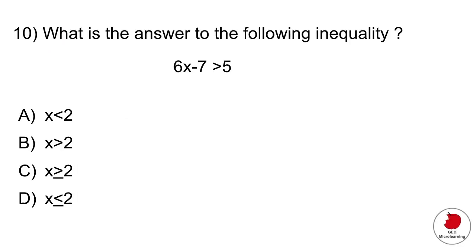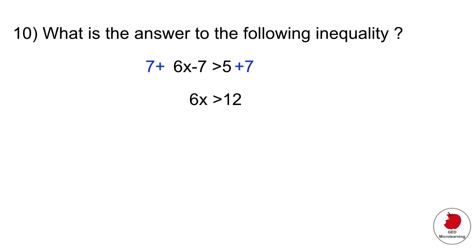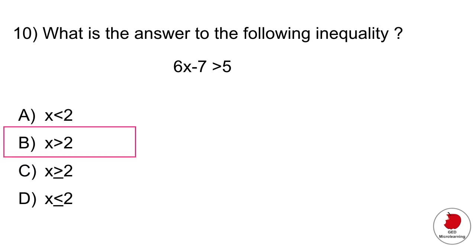For the most part, you don't have to do anything special in this question. Sometimes you have to flip the symbol, but not here. What you would do here is just solve this inequality the same way that you would solve a problem if you had an equal sign. So you add 7 on both sides. That gives you that. Then divide by 6. So x is greater than 2. Answer B.